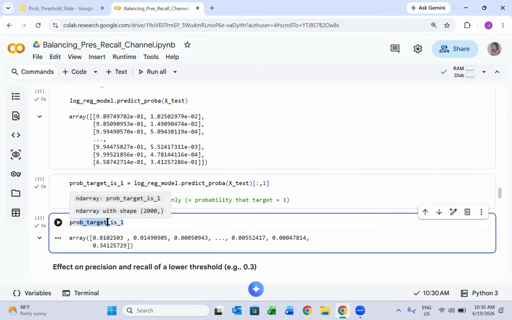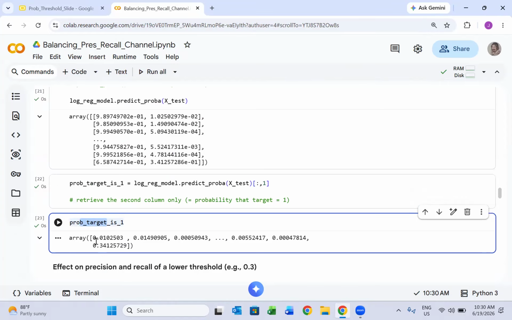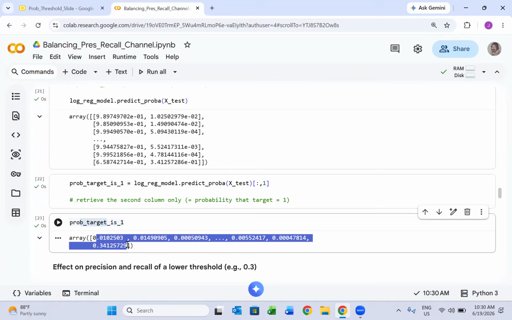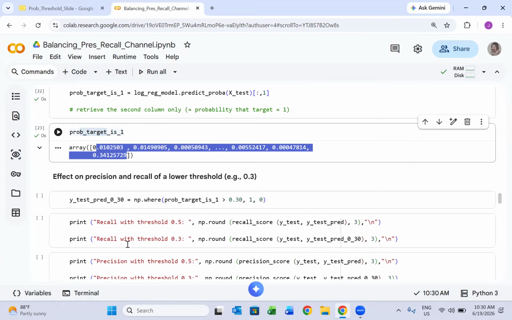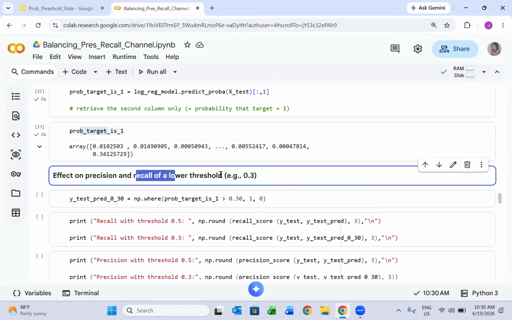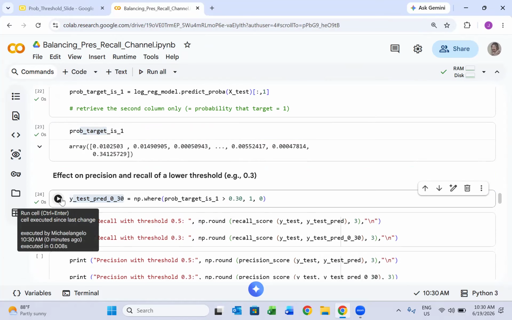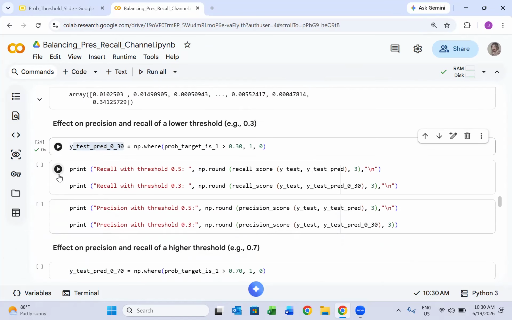Those are the predicted probabilities, these numbers right here. We use them to get predictions for new thresholds. Let's get the precision and recall for threshold 0.3. Let's see what happens with precision and recall. These are the predictions with that new threshold, 0.3. So we are reducing the threshold now, and let's see what happens with recall.